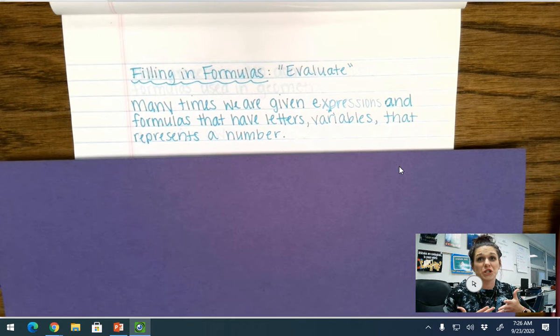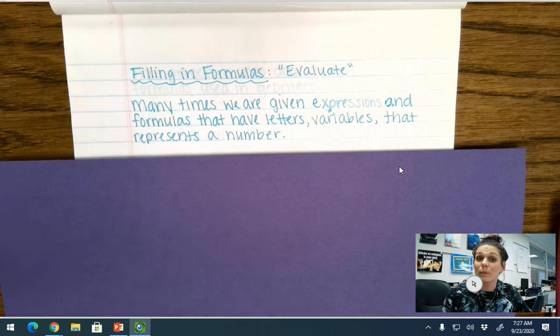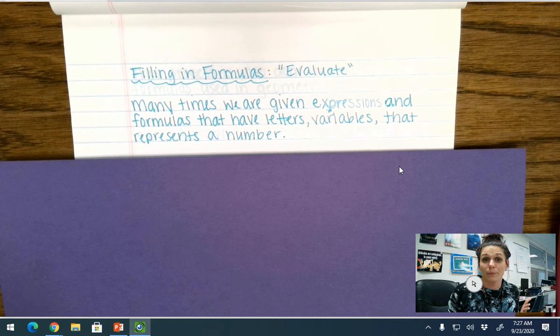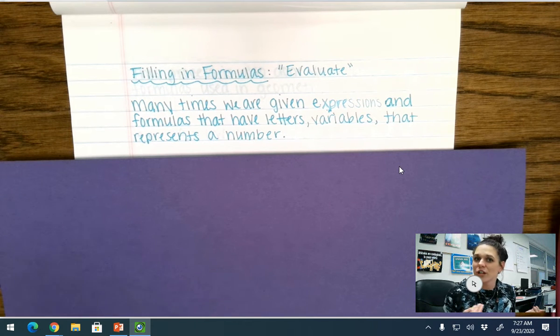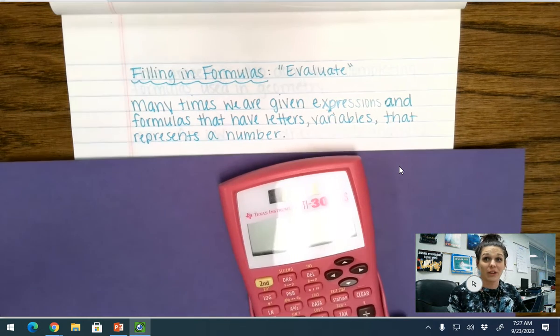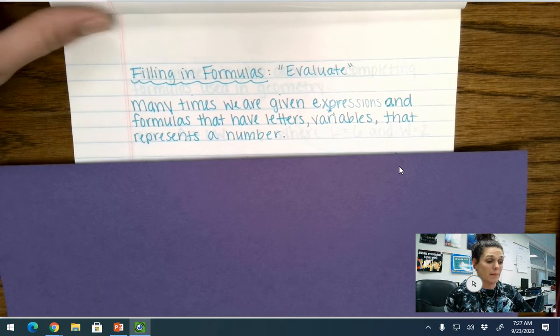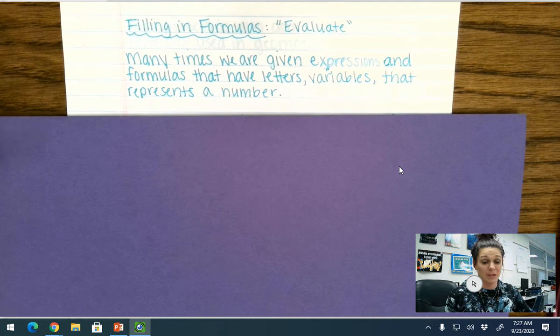All right, so we're going to go ahead and write and say, many times we are given an expression. And those formulas have letters and variables that represent a number. Okay, so you're going to kind of see a phrasing, a variable, so a letter inside of it, and then they're going to tell me what that letter represents. And it's my job then to plug that information in. All right, so I would encourage you also to have a calculator handy dandy because when we plug these in, we might need to do some math that is a little bit more than mental math.